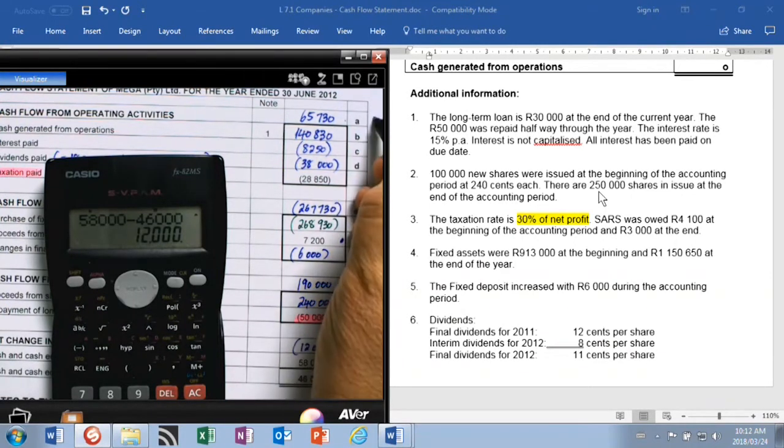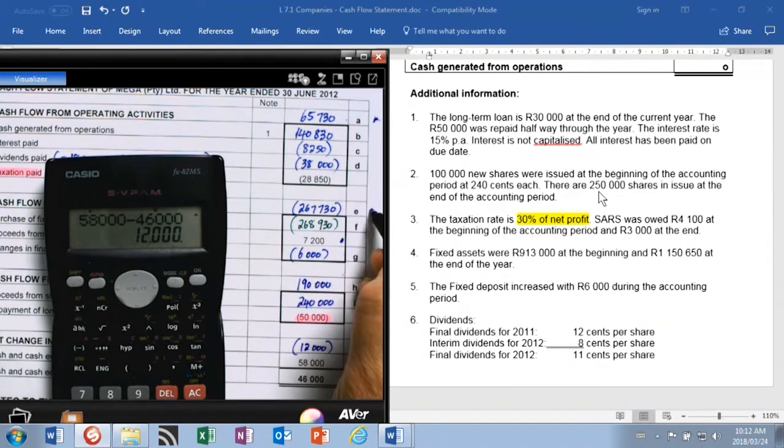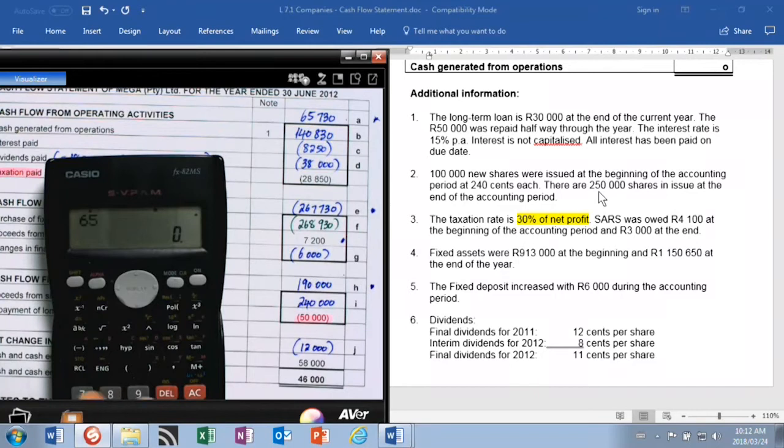We are going to take A, E, and H. 65,730 minus 267,730 plus 190,000 rand, and that gives us 12,000 rand in brackets, and we know that our cash flow statement is 100% correct. This was only a cash flow statement with missing figures that I just want to show you.